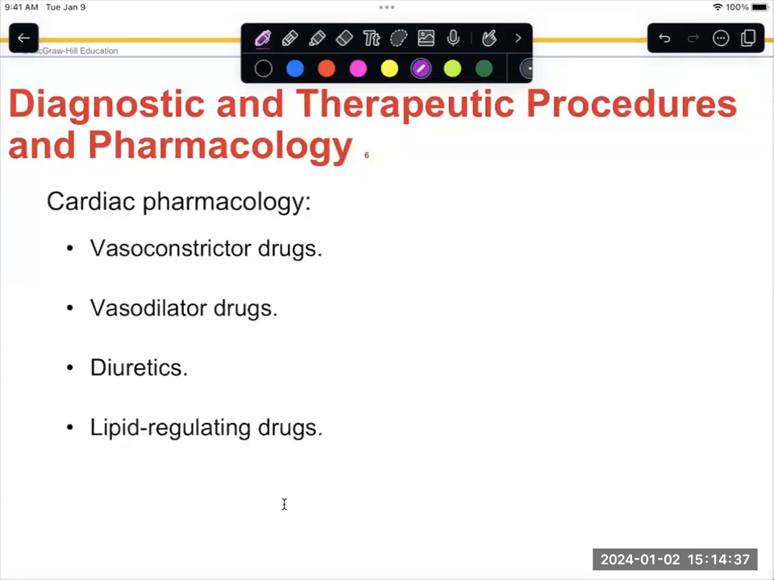Lasix, thiazides. We also have lipid regulating drugs that inhibit the progression of atherosclerosis by lowering bad cholesterol, or those low-density lipoproteins, LDLs, and/or increasing that good cholesterol, or those high-density lipoproteins, HDLs. Statins will lower LDLs but carry a risk of muscle damage. Fibrates and niacin are going to work to lower triglycerides. Niacin is one of your B vitamins.